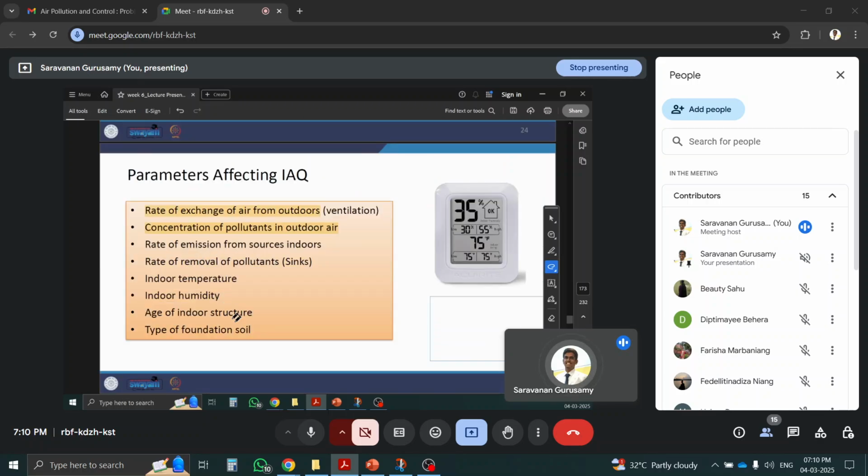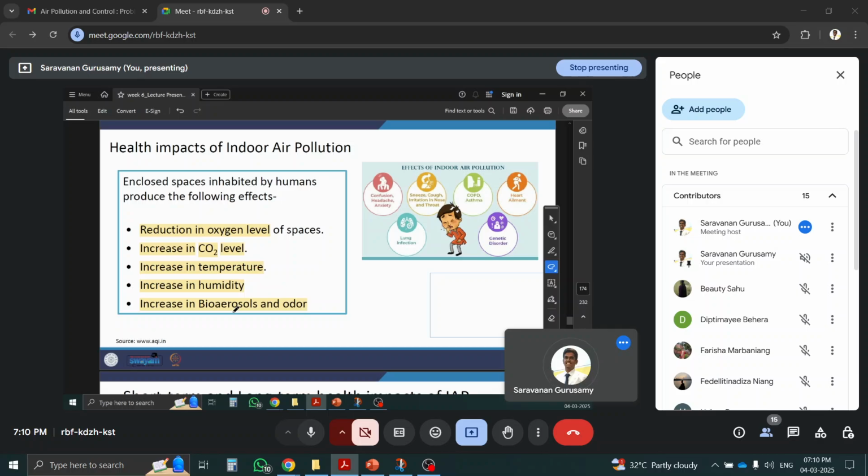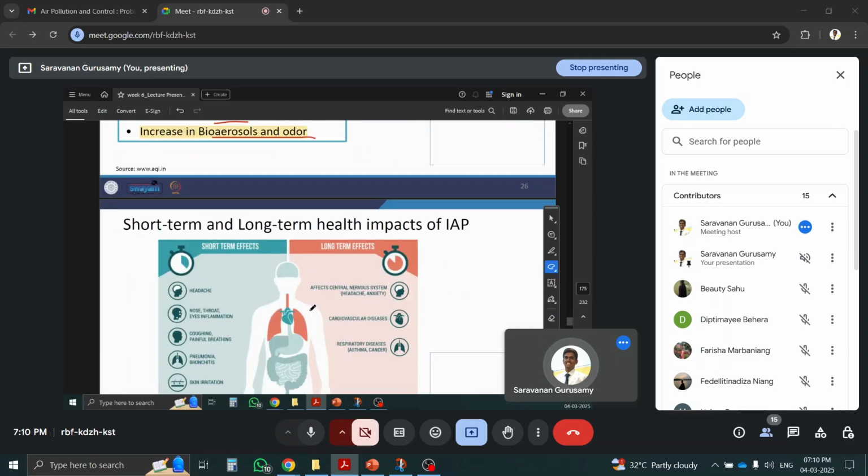Your temperature, humidity, age of the indoor structures, and the types of sources and their concentration also contribute to the indoor air quality. And what are the health impacts? It will reduce the oxygen level in the space, and it will increase the carbon dioxide level, the temperature, the humidity, and the bioaerosol, and all of this causes health effects.